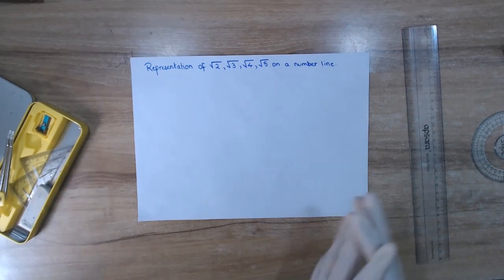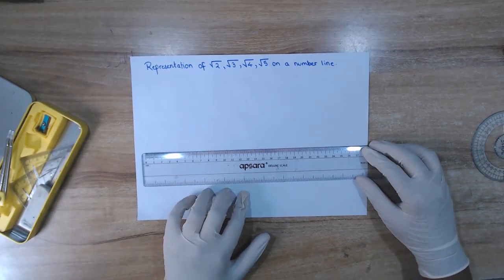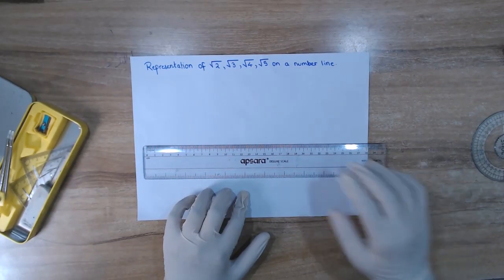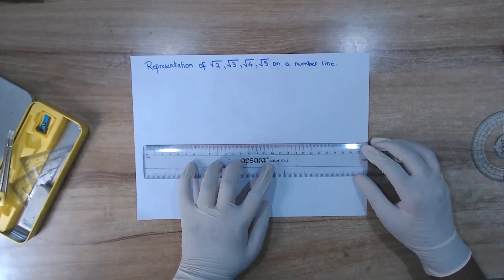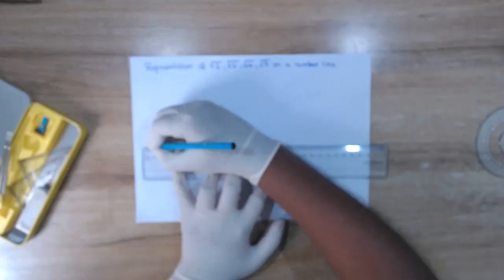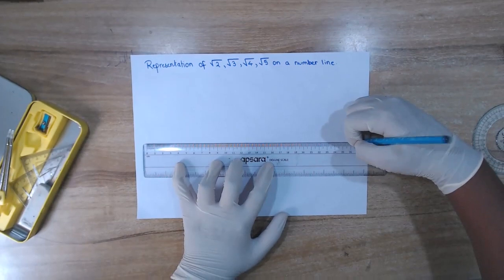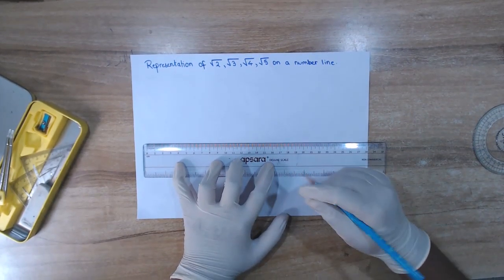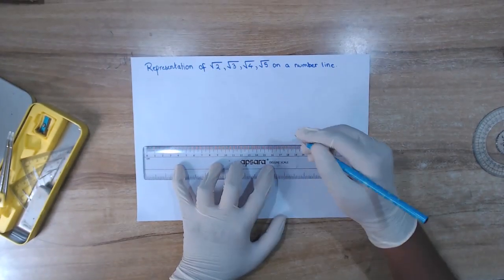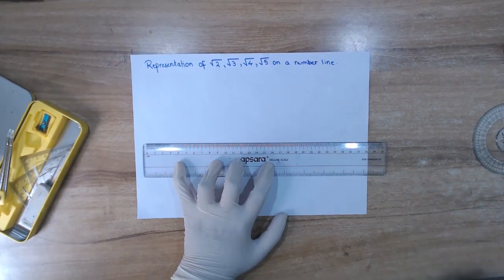Okay, so I've taken a paper. First, we will be taking a scale and marking the number line. Let's take the scale. So I'm going to mark the number line. We will make the intervals, and let's take 1 unit as 3 centimeters, as it will be more appropriate for showing it to you.